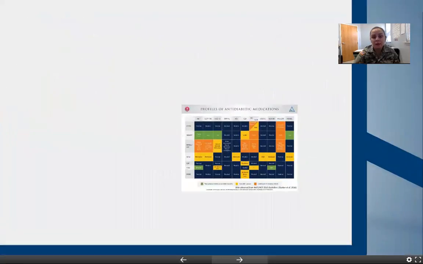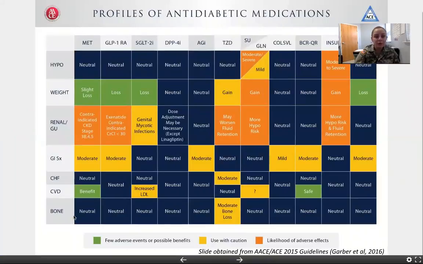So what would we consider in him? So metformin he's maxed out on. The GLP-1 class of medications is also a shot. So we're not going to consider that. The two classes I would most consider for him is either an SGLT2 or a DPP-4 inhibitor.